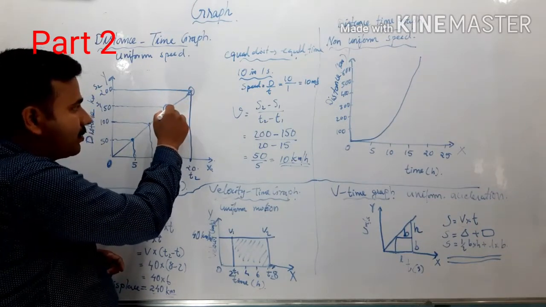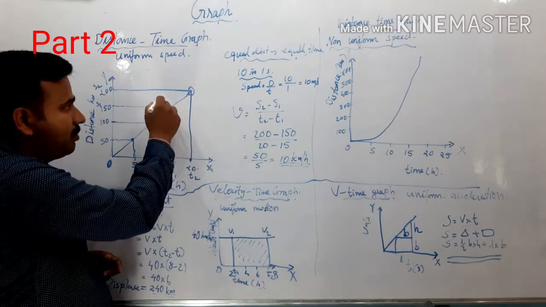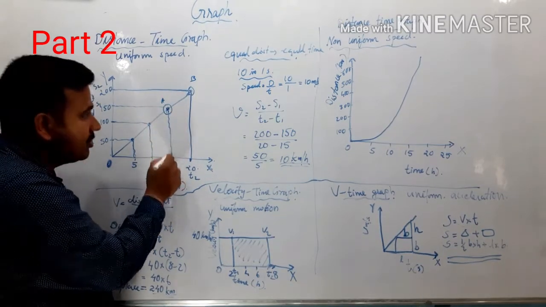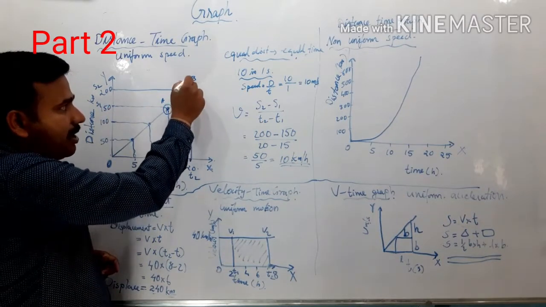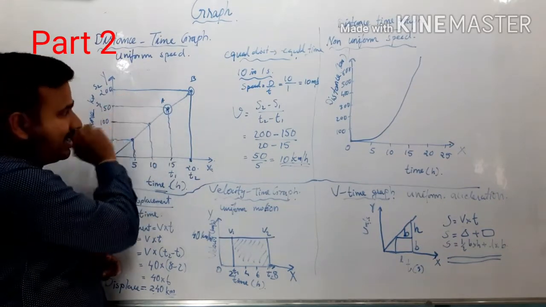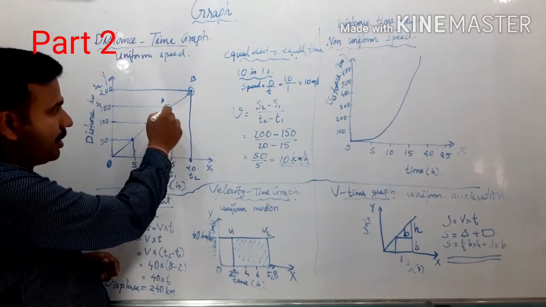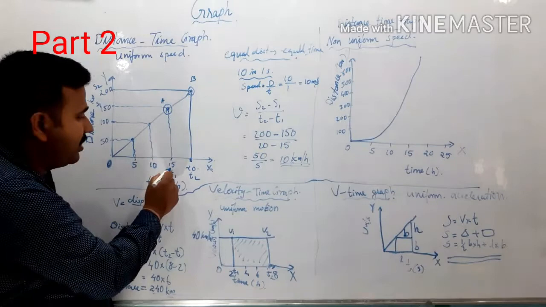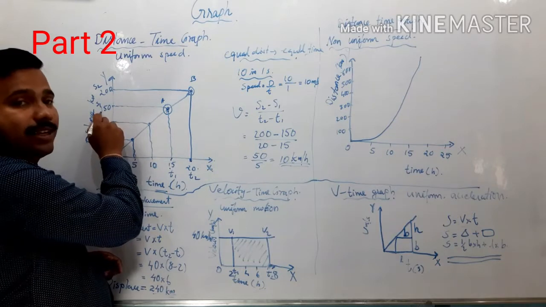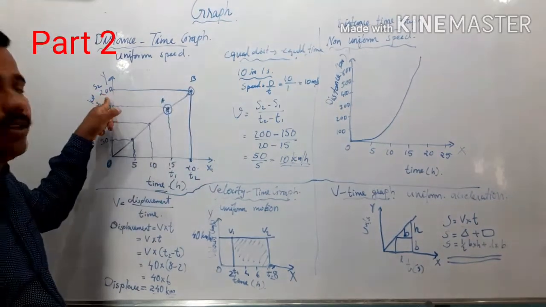Let us call them A and B. From point A I am drawing a perpendicular to the x-axis and also to the y-axis. And from point B again I am drawing a perpendicular to the x-axis and another to the y-axis. You can see that the lines from point A meet the x-axis at 15 hours and the y-axis at 150 kilometers. Then from B, 20 hours and 200 kilometers.